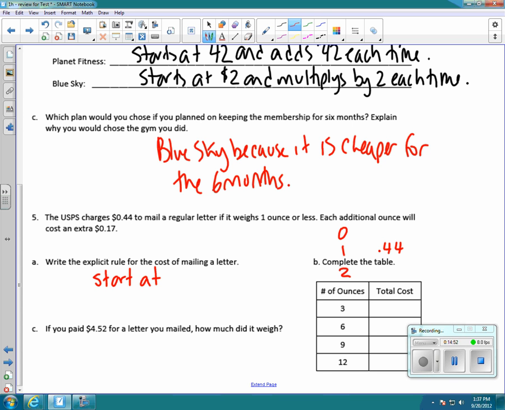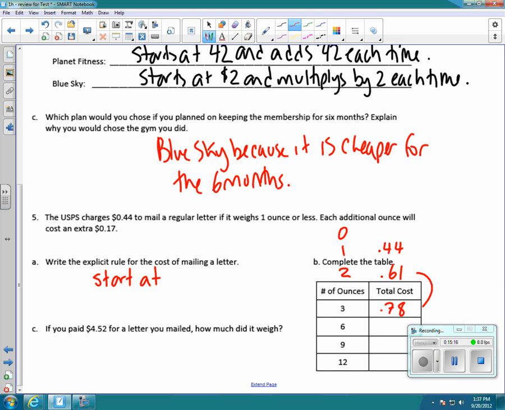In order to get to the next ounce up, to get to 2 ounces, I'm going to have to add 0.17. So if I add 0.17 to 44 cents, I'm going to have 0.44 plus 0.17, and that will be 0.61. Then I can go to the next one and fill out the rest of this chart. I'm going to add 0.17, and I'm going to get 0.78.